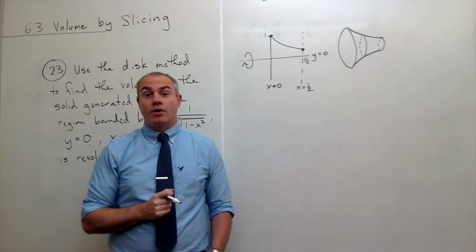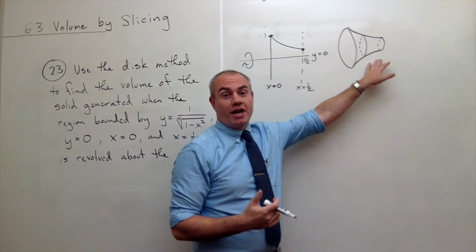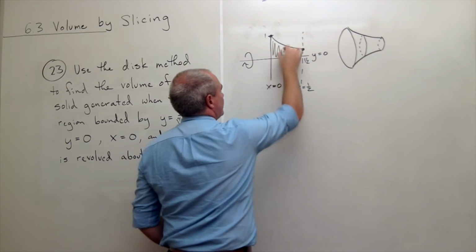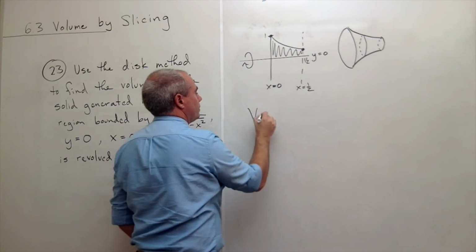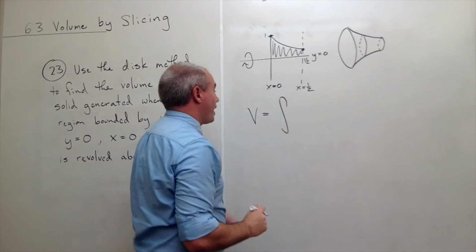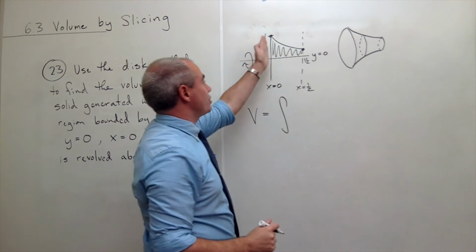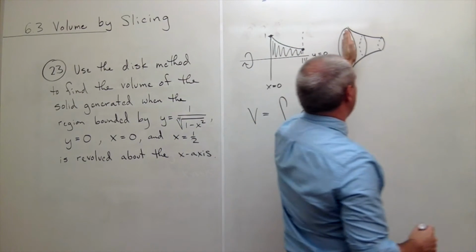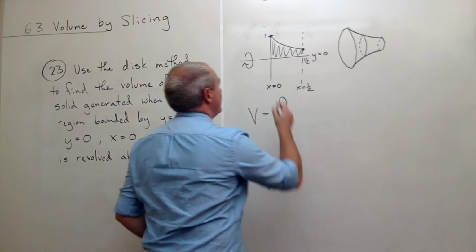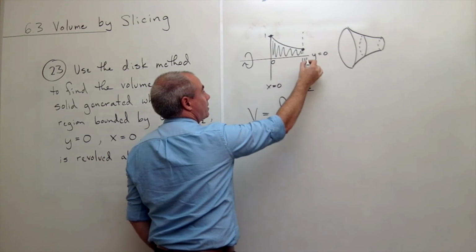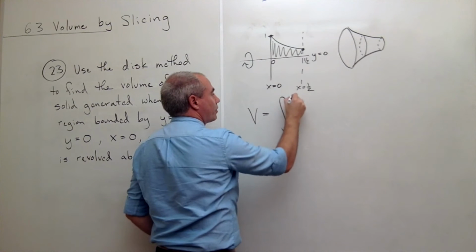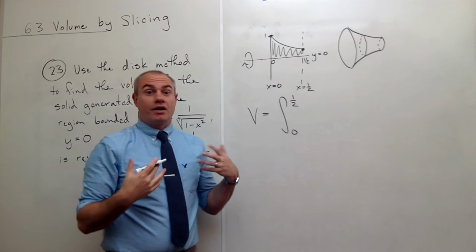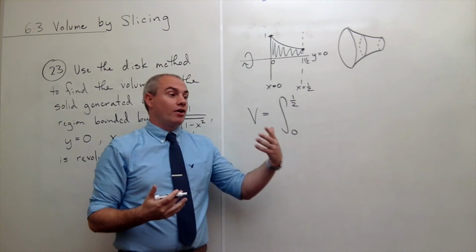All right, so let's find the volume of this shape. So this is my region that I'm spinning. The volume is going to be equal to the integral from a to b. Now, a is where I start cutting disks, and b is where I stop cutting disks. The place where I start cutting is 0. The place where I stop cutting is 1/2. So I'm integrating from 0 to 1/2 of the equation of a disk, or pi r squared.